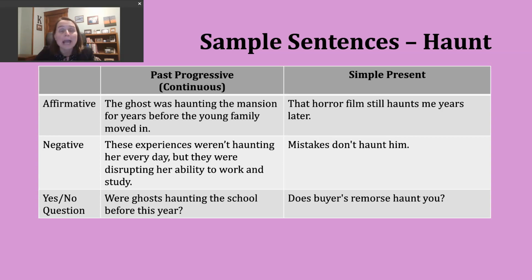Finally, let's look at making a yes or no question in the past progressive. To do this, you start with the past form of be, whichever form matches your subject. That subject comes next. Then use the ing form of the verb. Here's the last example. Were ghosts haunting the school before this year? Okay. So again, there's that continued or ongoing action that is implied as part of that question.